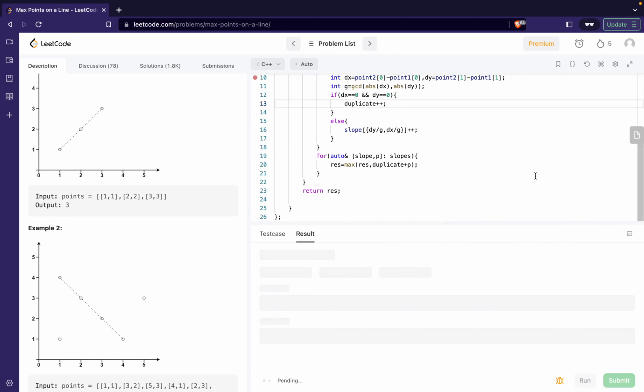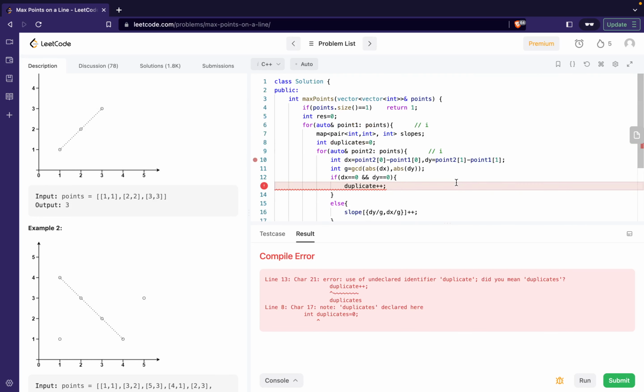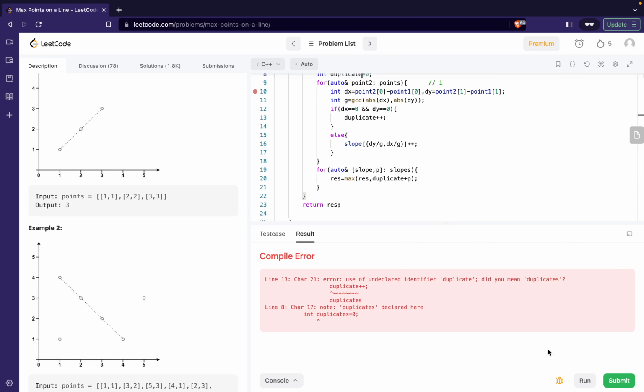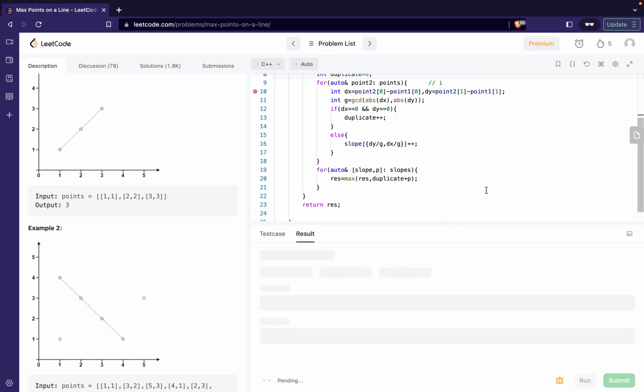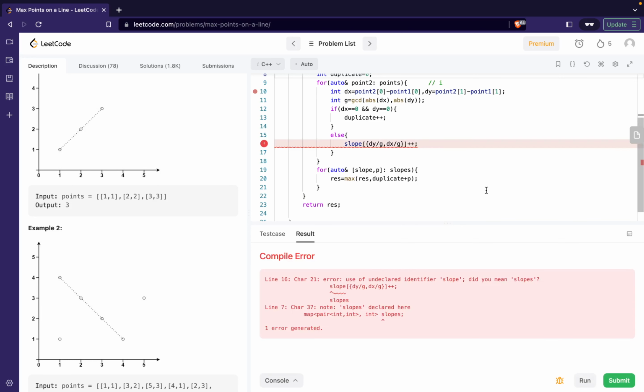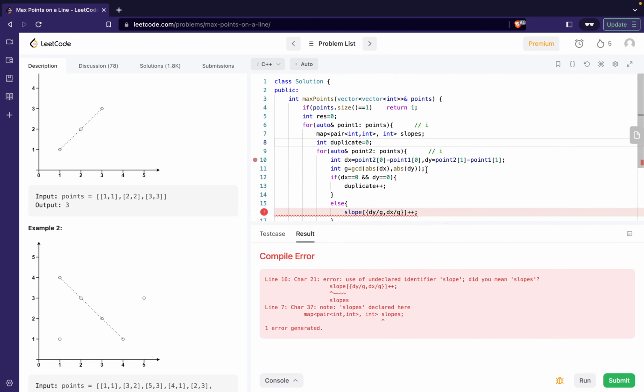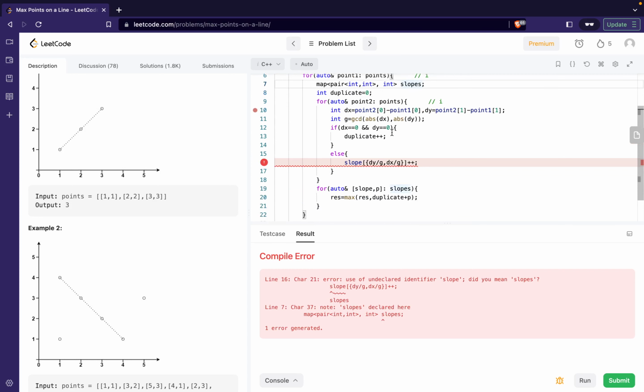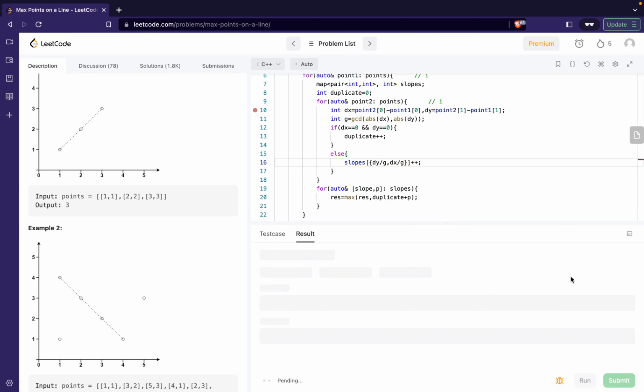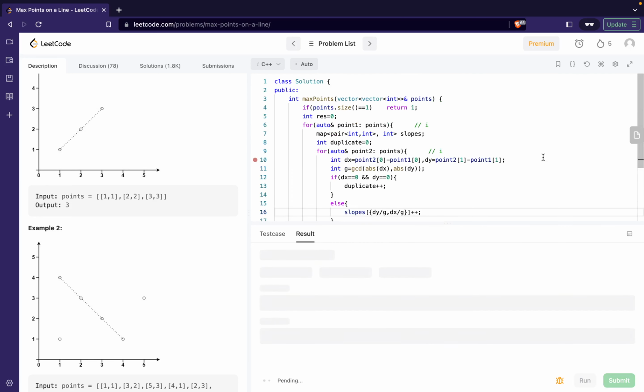Now let's try to run it. Okay, that's an error. I've taken duplicates over here, so let's do it as duplicate. It's saying that you have taken slopes over here and you're using slope. So let's call it slopes. Yeah, this works. Let's try submitting it.